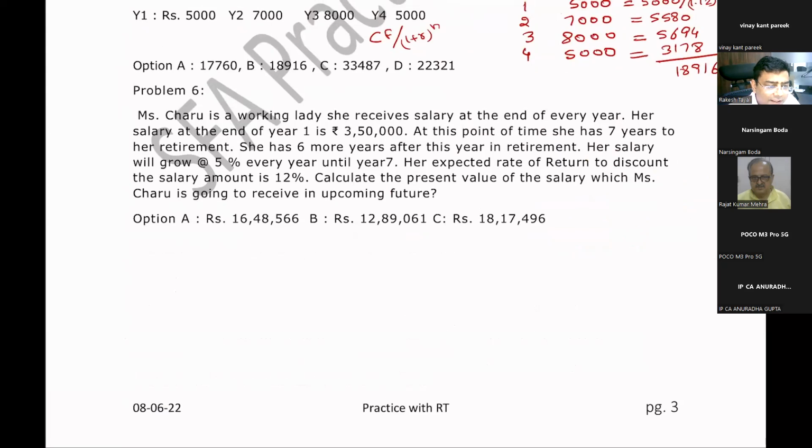Mrs. Charu is a working lady. She receives salary at the end of every year. Her salary at the end of year one is 3,50,000. At this point of time, she has 7 years until her retirement, 6 more years after this year. Her salary will grow 5% every year until year 7. Her expected rate of return to discount the salary is 12%. Calculate the present value of salary.